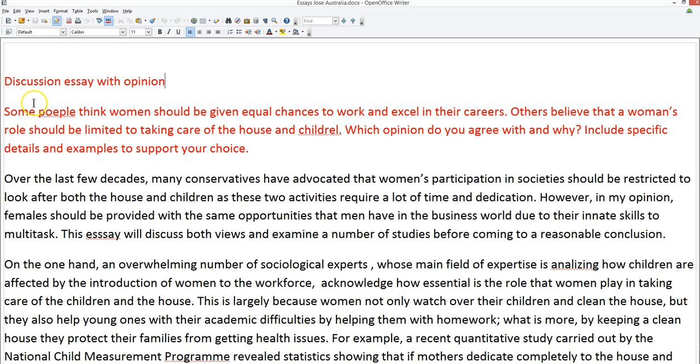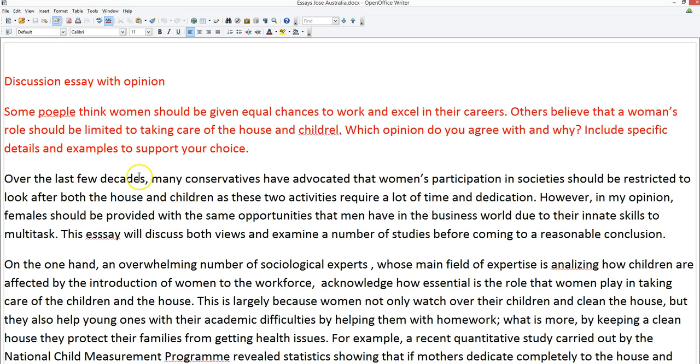So some people think women should be given equal chances to work and excel in their careers. Others believe that a woman's role should be limited to taking care of a house and children. Which opinion do you agree with, and why? So basically it's a to what extent, except instead of giving you a single opinion and saying do you agree with it or not, it's asking which of these opinions do you agree with, and why. So sentence 1, introduction.